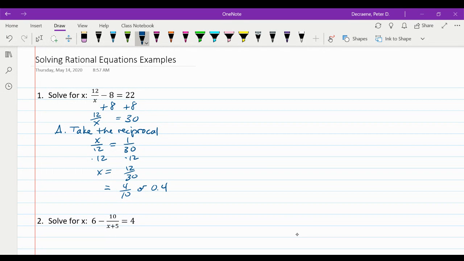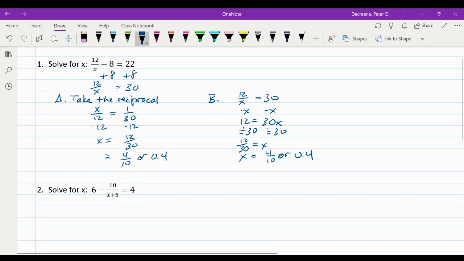The other way to do this, which might make more sense for some of the other problems we're going to do, is instead of taking the reciprocal, since that x is in the denominator, it's essentially saying divided by x. Normally, to undo a division, we multiply. So let's take 12 divided by x equals 30, and let's multiply by x. Now 12 divided by x times x is 12. 30 times x is 30x, and that looks like something we can solve. Divide both sides by 30, and we again get 12/30 for x, which simplifies to 4/10 or 0.4.